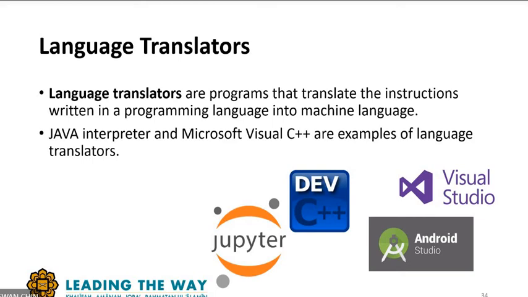Okay, the last one is about the language translator. Language translators are programs that translate the instructions within a programming language into machine language. For example, the Java interpreter and Microsoft Visual C++ are examples of language translators. There are many more. Dev C++, later you will take a programming subject, so you will understand how to develop a system or the instructions of your program. For example, you want to create a calculator using Dev C++, or create a receipt, for example, using Dev C++.